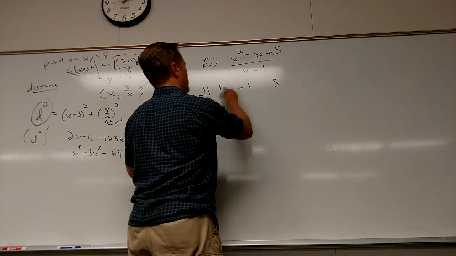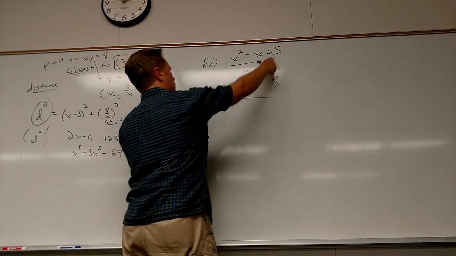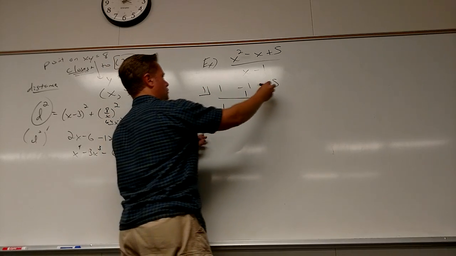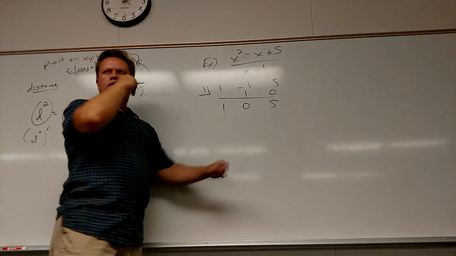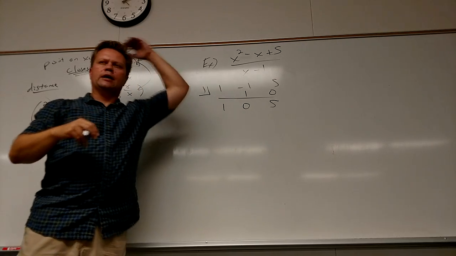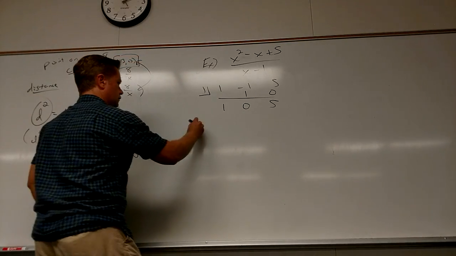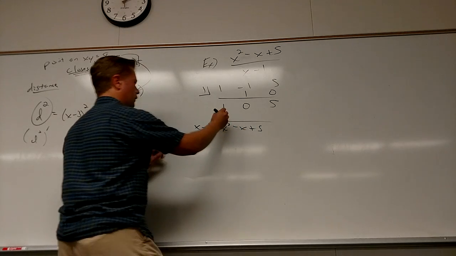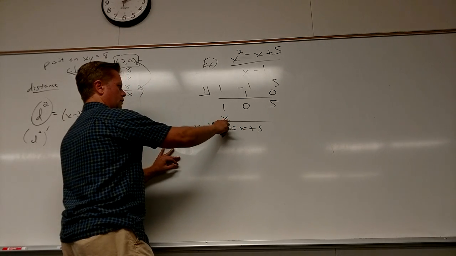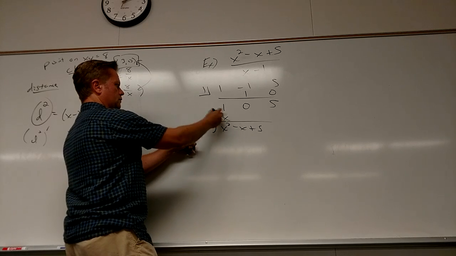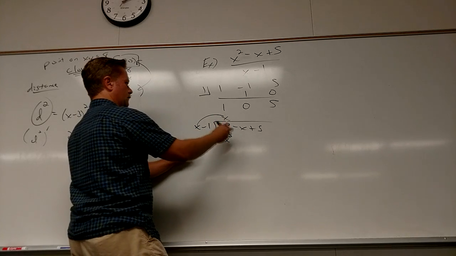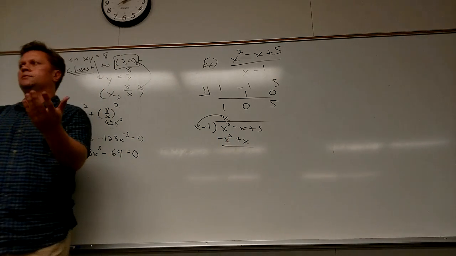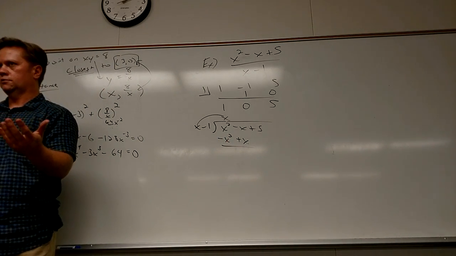1, -1, 5. I put the coefficients down here. Bring the 1 down, multiply, add, multiply, add. This tells me there's a remainder of 5. If you did the long division, very quickly: x goes into x squared x times. x times x is x squared. x times -1 is negative x. Change the signs. So it's the same steps as long division.